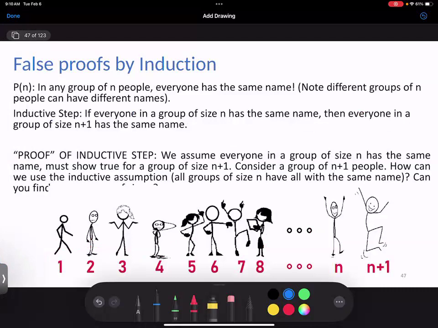So I went online and I downloaded some stick figure images. So here is a group of n plus 1 people. And we get to assume that in any group of n people, everyone has the same name. Can somebody give me a group of n people from this set of n plus 1 people? So you have to give me a group of n people from these n plus 1 people. There are two natural choices for groups of n people from n plus 1 people. Can someone give me one of those natural choices?